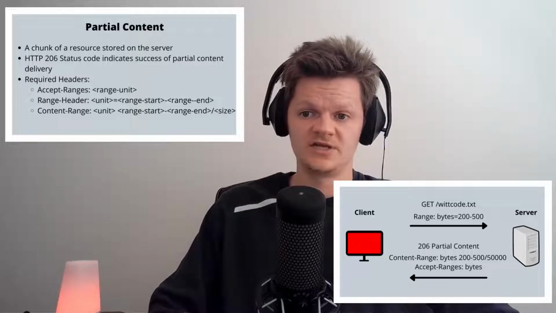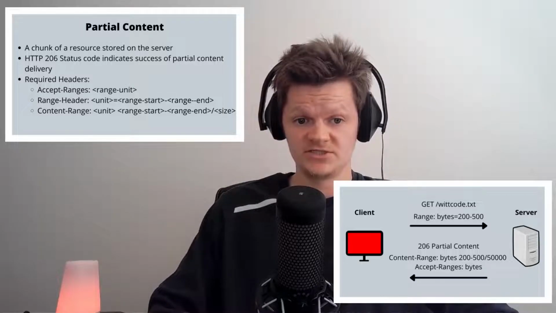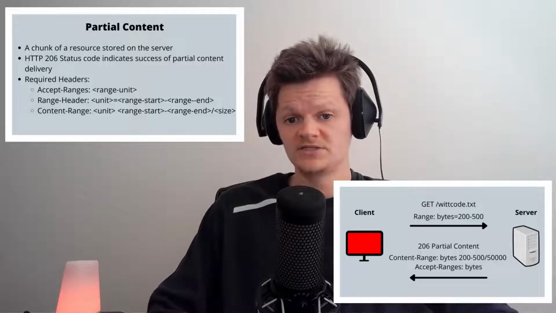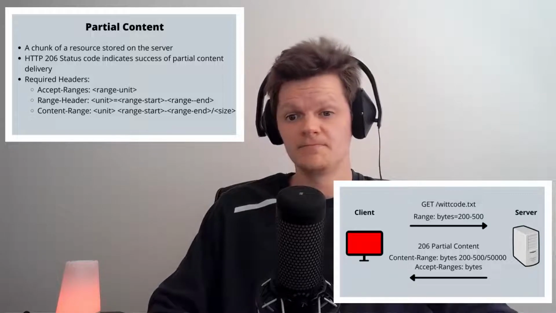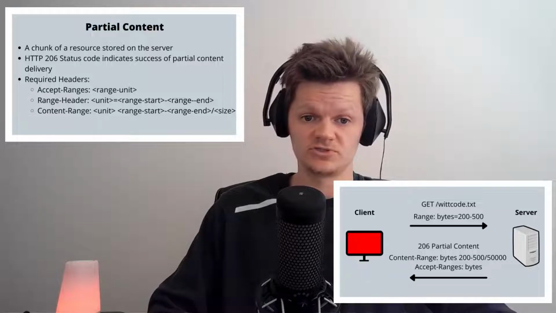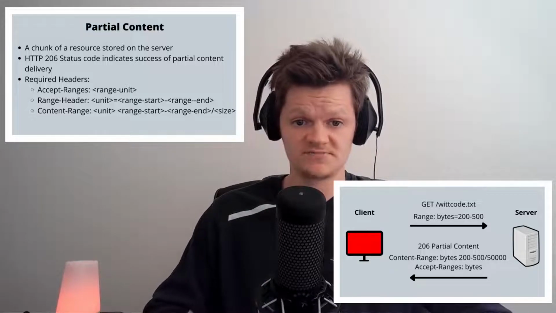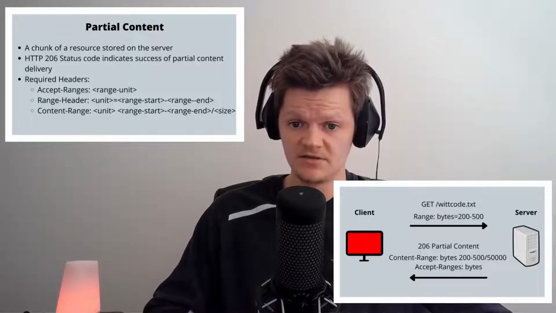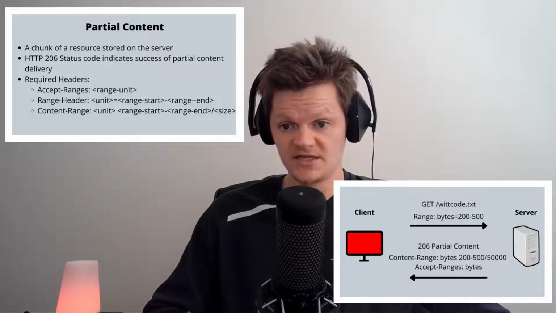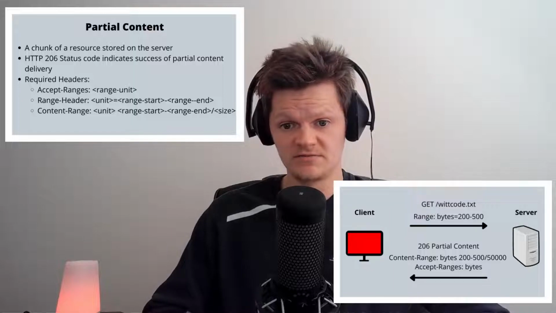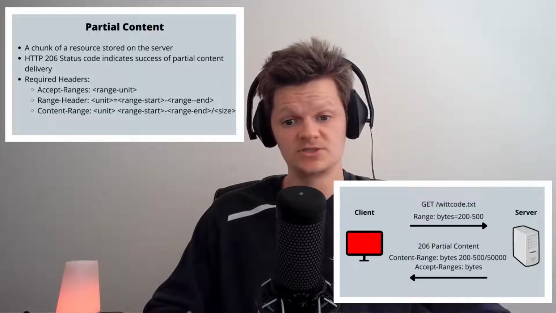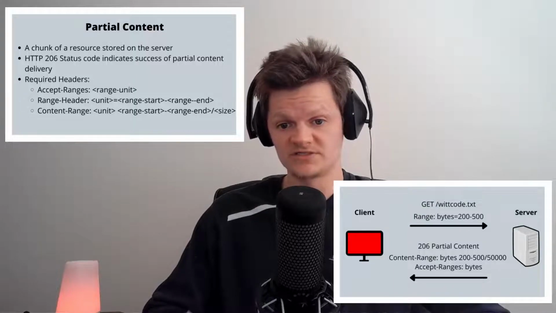Another required header for sending partial content is the range HTTP header, and the range HTTP header indicates the part of the document that the server should return. So here, unit is the unit in which the range is specified, which is usually in bytes. Range start is an integer that indicates the beginning of the requested range, and range end is an integer that indicates the end of the requested range.